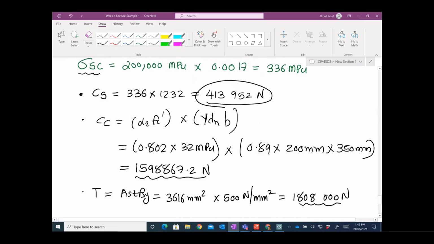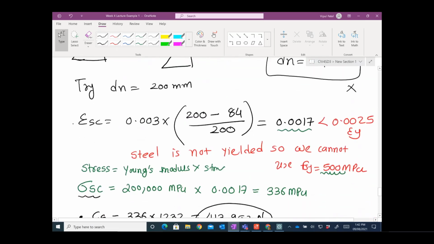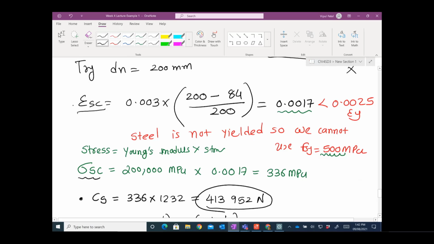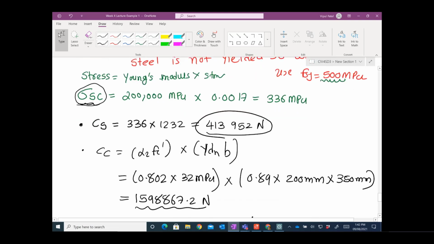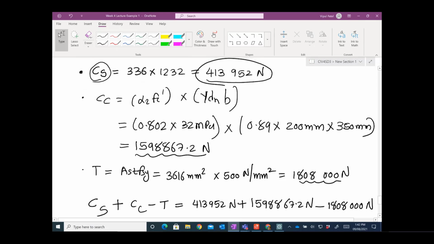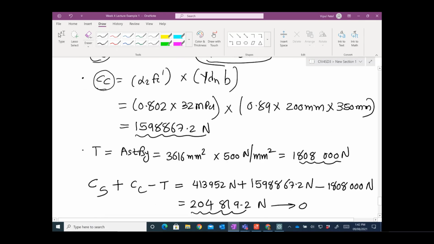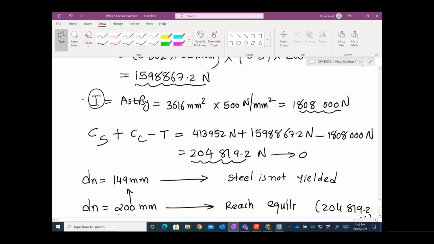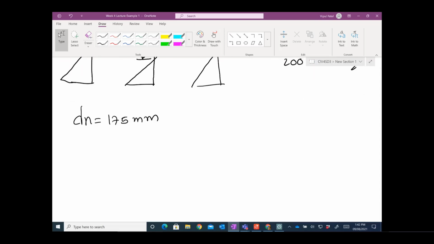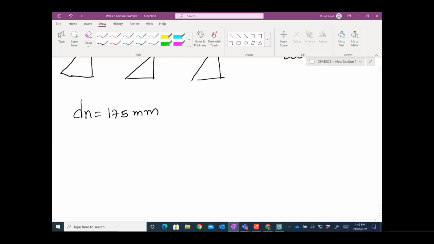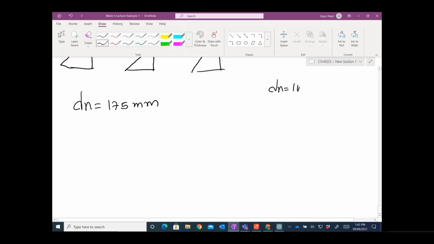Exactly the same steps we're going to follow. We first calculate the strain in the top rebar, then we calculate the stress in the top rebar, then we calculate the force in the top rebar, then we calculate the force in the concrete based on that new Dn, and T, and we will check whether it gets 0 or not. If it gets 0, we accept that Dn and we make all the checks again. So let's try again. I hope you know the drill now. We tried Dn equal to 149 millimeters, did not work. Dn equal to 200 millimeters, did not work. Now let's try 175 millimeters and see if it is going to work or not.